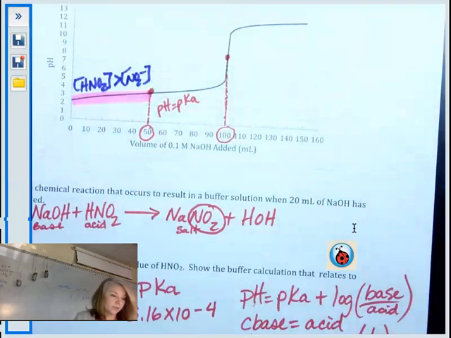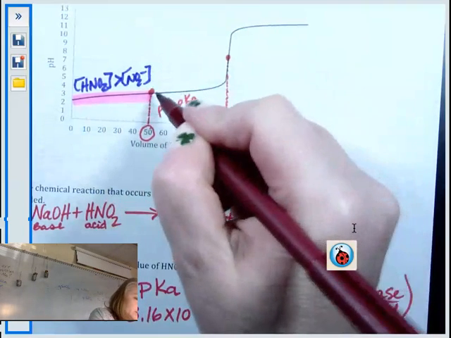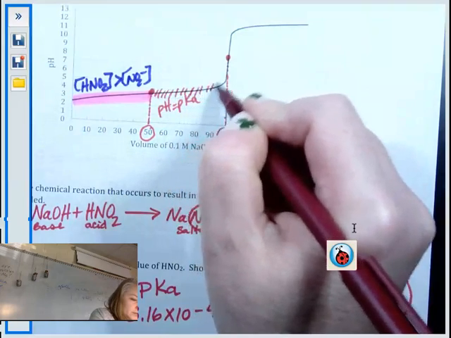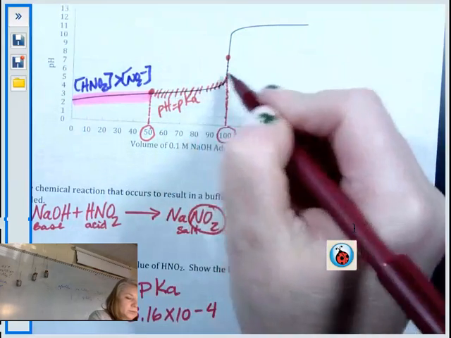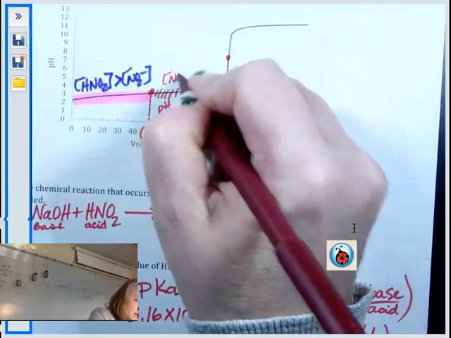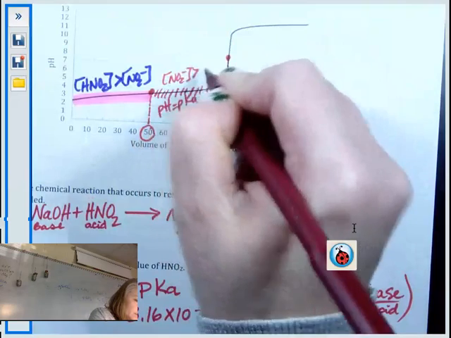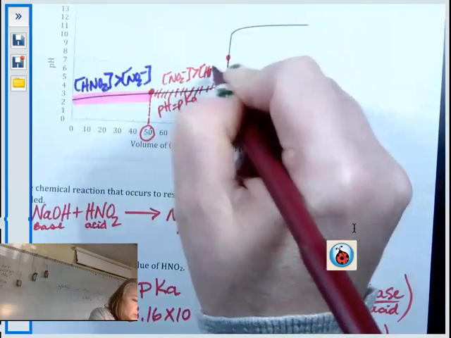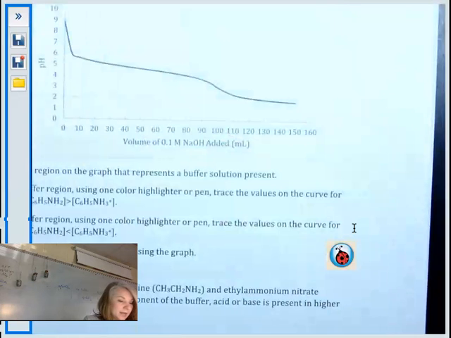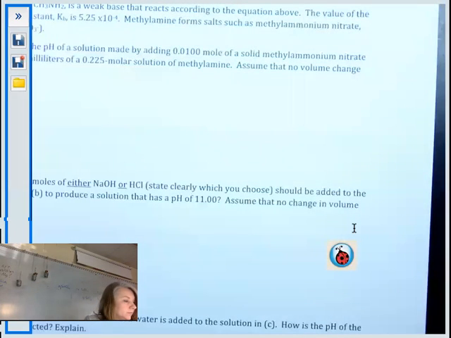Now my color is not going to be the same. I'm going to use something else. At this point, all the way up to here, to the equivalence point pretty much, that's where NO2 minus is greater than HNO2. All right, you've just done number 18. So your job tonight is to do number 19 and the reflection questions.